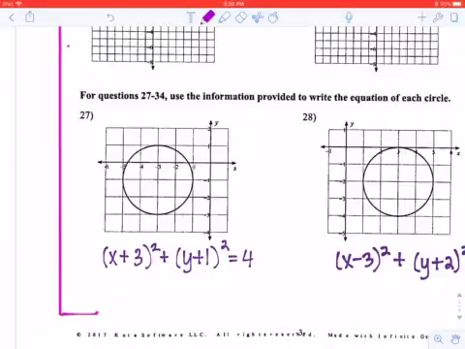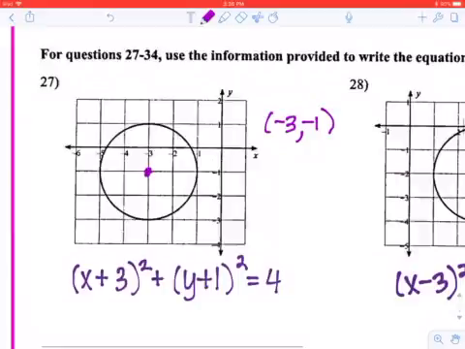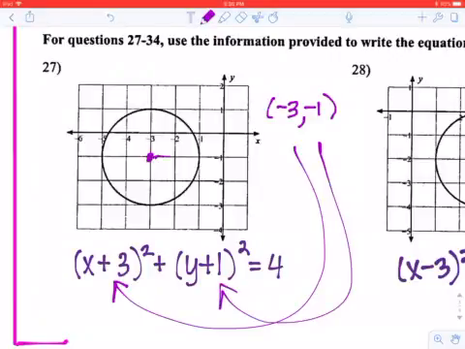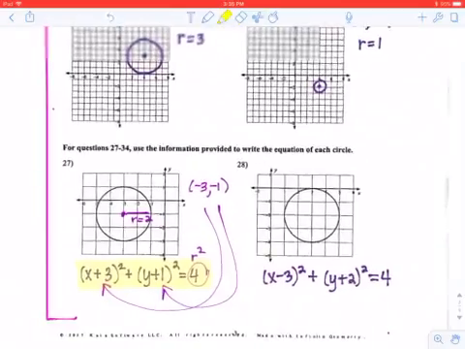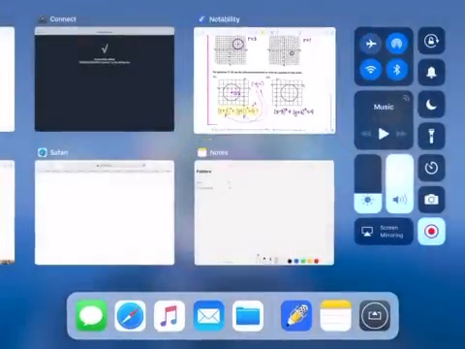And then I have to go to tutorials now, but 27 is writing the equation. So the center, you notice, is negative 3, comma, negative 1. So when I plug that into my equation, it's going to be positive 3, think about it as reverse, and then a positive 1. And then the radius here is 2. So since I have to square that in my equation, 2 squared is going to be 4. So my answer is this equation, x plus 3 squared plus y plus 1 squared equals 4. Okay?